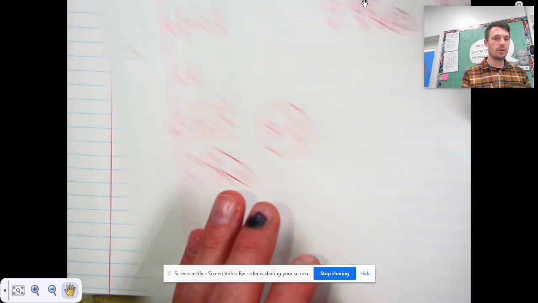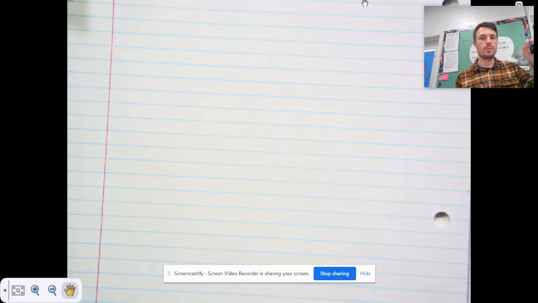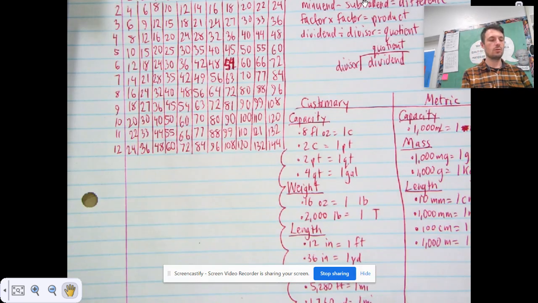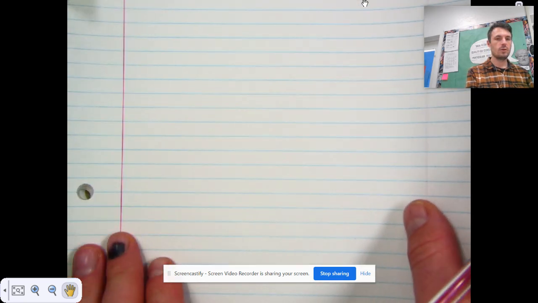It's got a lot of stuff on it, so I'm going to go to a new, fresh piece of paper now. Just realized these papers are facing the wrong direction. There we go. Got to get the holes on the left side.